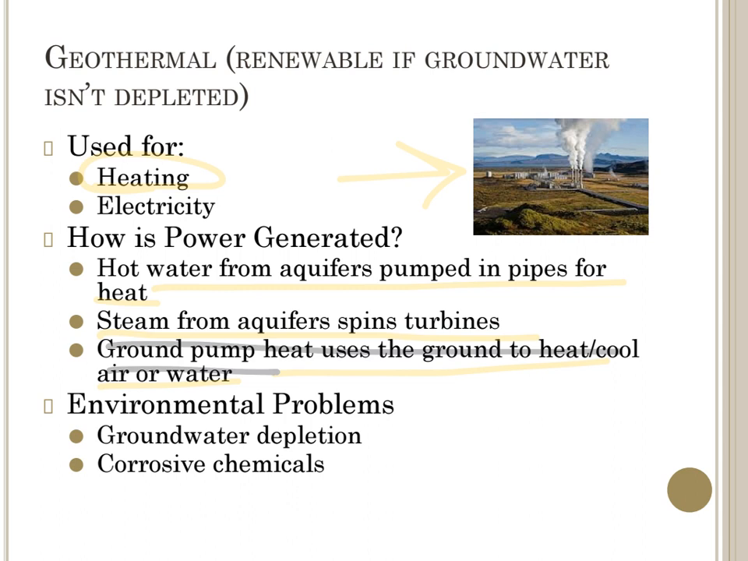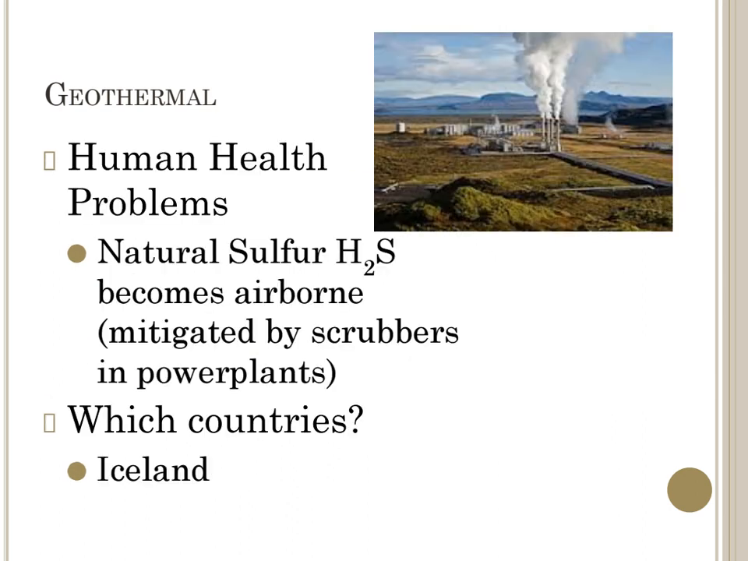Our environmental problems are groundwater depletion and corrosive chemicals. And just to explain, the corrosive chemicals come naturally from minerals found in aquifers. And so underground hot springs naturally produce sulfur, so H2S. Hydrogen sulfide gas. So it's not SO2.